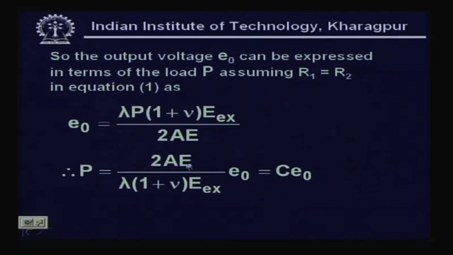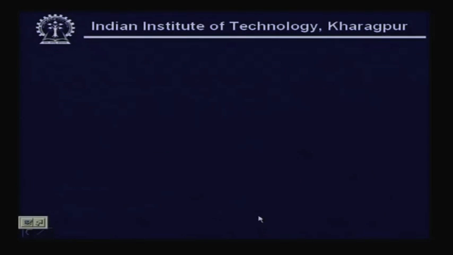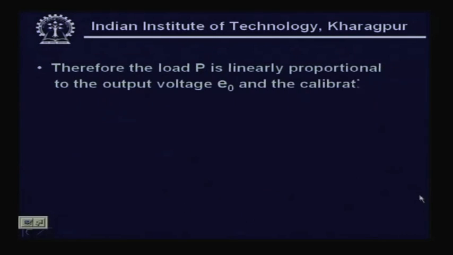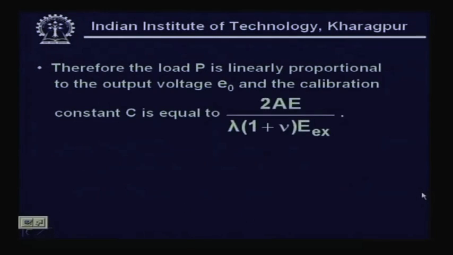Or I can manipulate a little. So, I can write P equal to 2 A E upon lambda 1 plus nu multiplied by E x into E naught, that is P equals C E naught, where C is called the calibration constant of the load cell. Therefore, load P is linearly proportional to the output voltage E naught, and the calibration constant C is equal to 2 A E upon lambda 1 plus nu into E x.